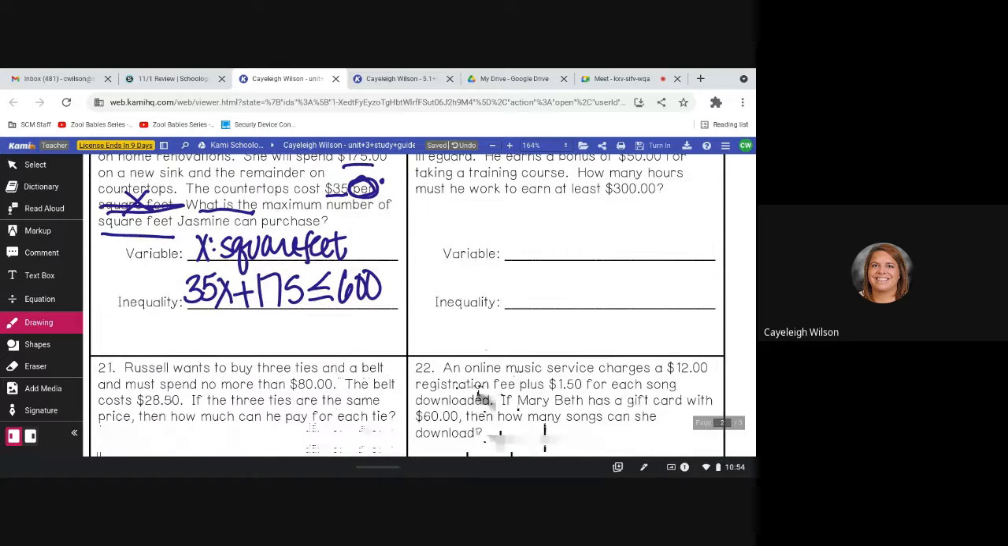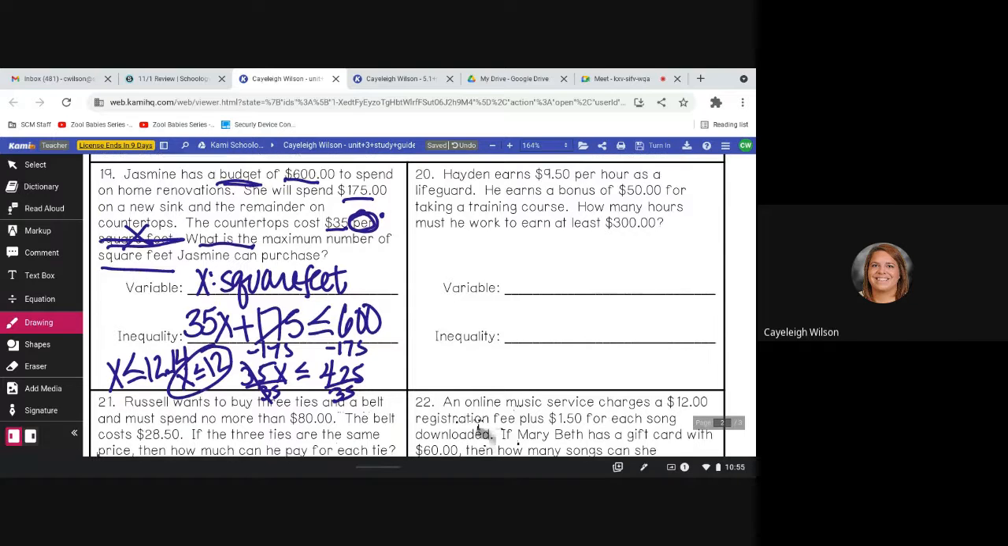Okay, and then to solve that, I'm just going to solve it super quick. So I subtract the 175. So that makes 425, divide by 35. And I get x is less than or equal to, let me use my little calculator here. So 425 divided by 35, I get like 12.14. So I'm going to round that down to 12 because I don't want to go over my $600. If I rounded that up to 13, it would push me over 600.